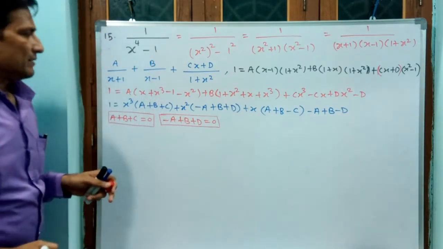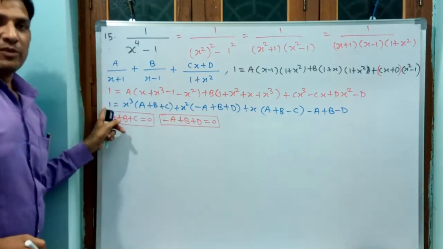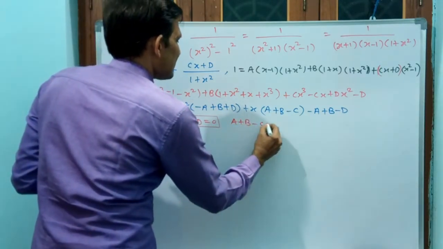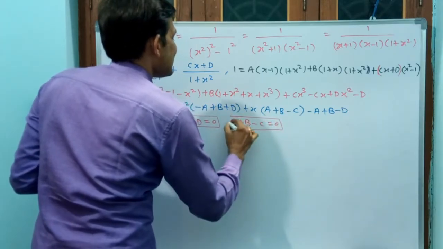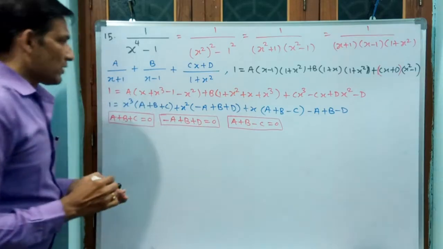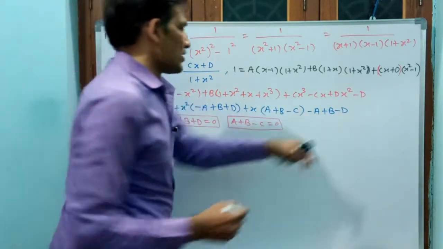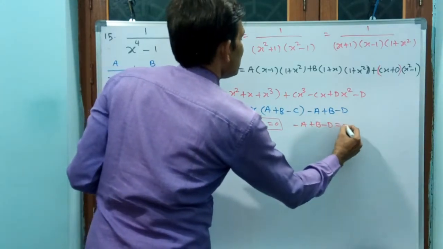This is the second equation. X term is there on this side but on the LHS x term is not there. Then this is also 0: a plus b minus c is equal to 0. Now see here, constant is there, 1. Here these are constants. That means minus a plus b minus d is equal to 1.